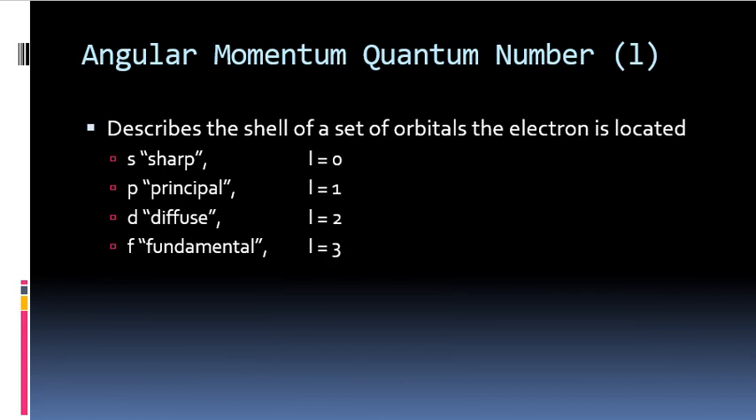The angular momentum quantum number, which is represented by the symbol l, describes the shell of a set of orbitals the electron is located in. The different sets are essentially s, p, d, and f. For an s electron, the angular momentum number will always equal 0. For a p electron, l would equal 1. For a d electron, l would equal 2. And for an f electron, l would equal 3.